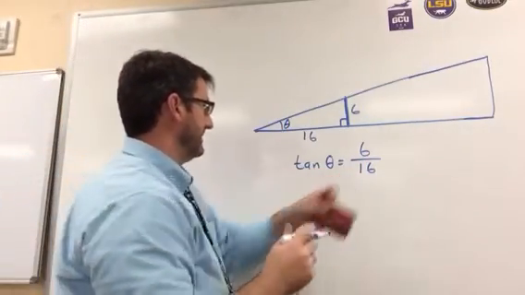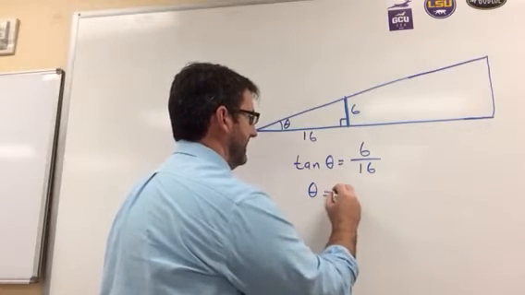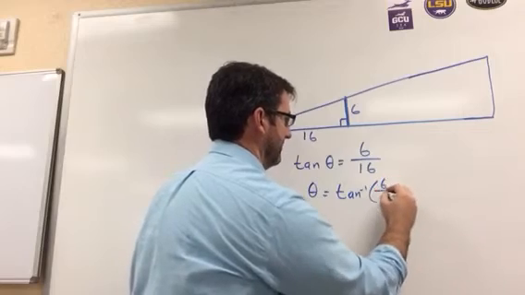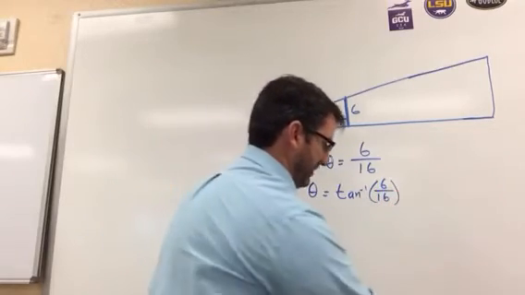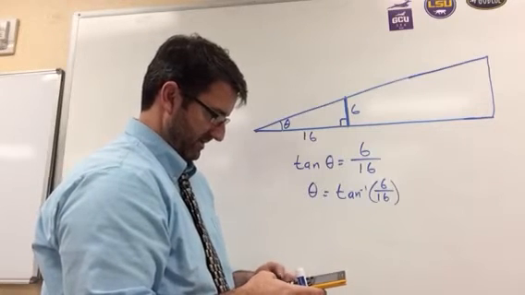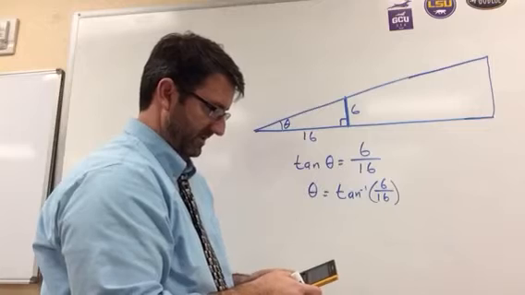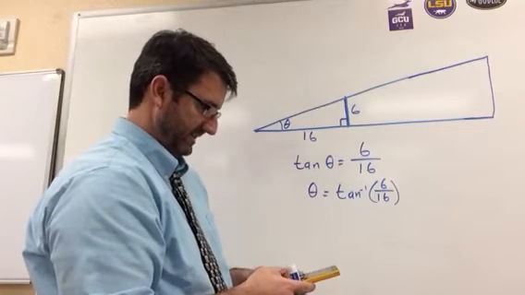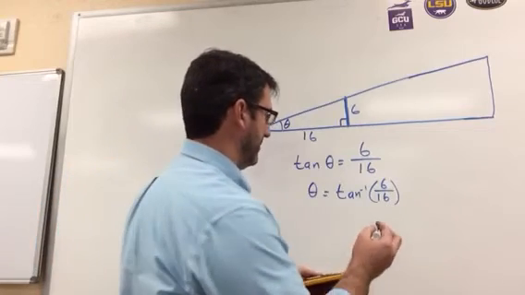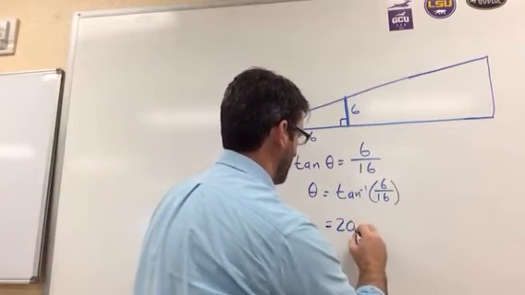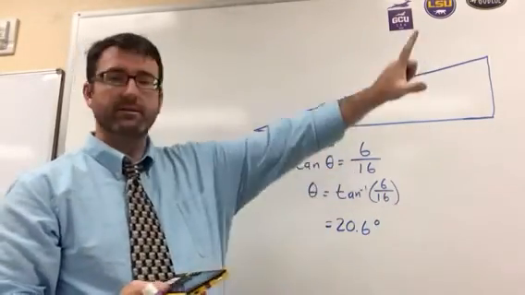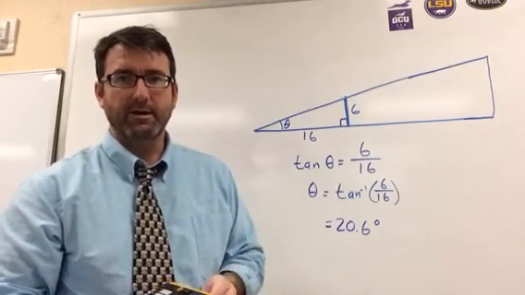And so now we take the inverse tangent of both sides. We get theta is equal to the inverse tangent of 6 over 16. And if we plug that into our calculator, the inverse tangent of 6 divided by 16 gives us 20.6. 20.6 degrees is the angle of elevation of that star, given those measurements.